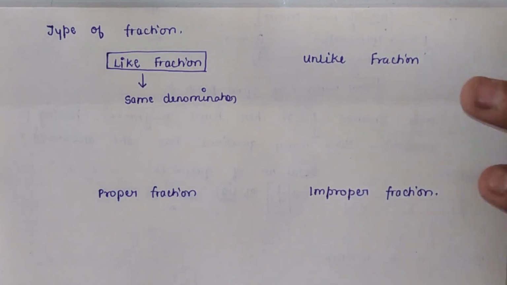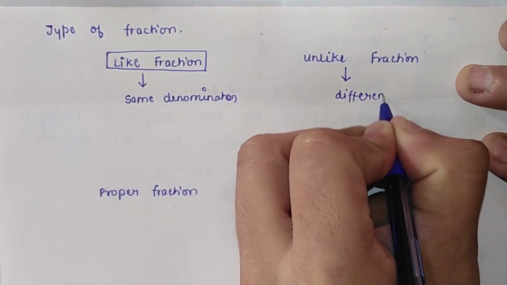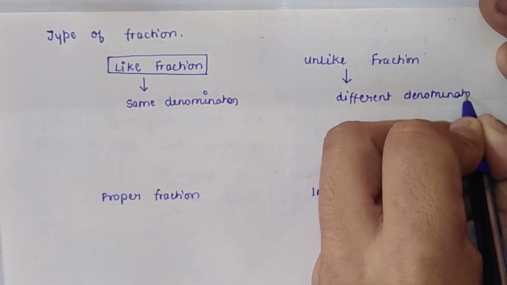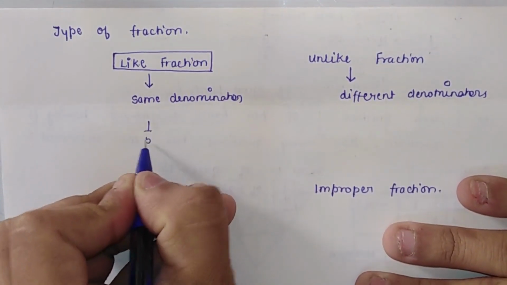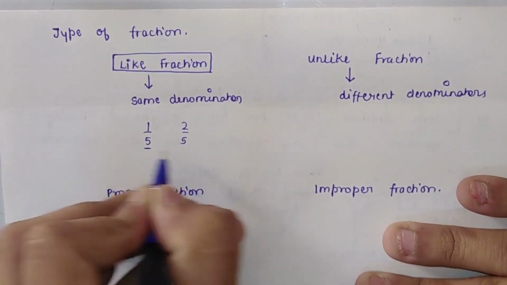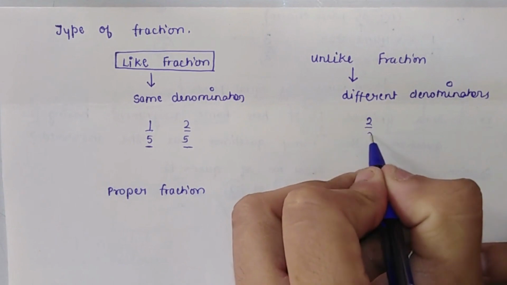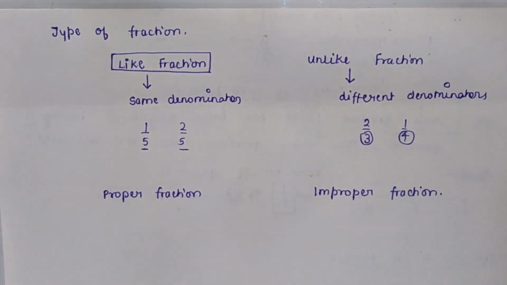For example, these will have different denominators. A like fraction would be 1 by 5, 2 by 5. If we take these two fractions, both of them have the same denominator, so these are like fractions. If I talk about 2 by 3 and 1 by 4, their denominators are different, so they are unlike fractions.